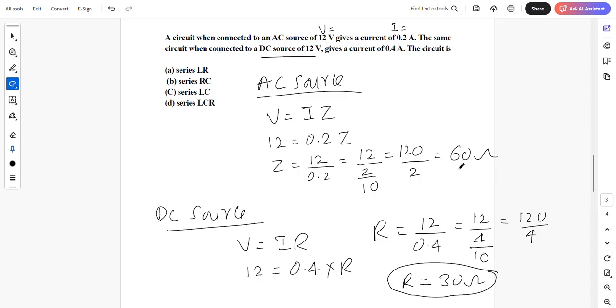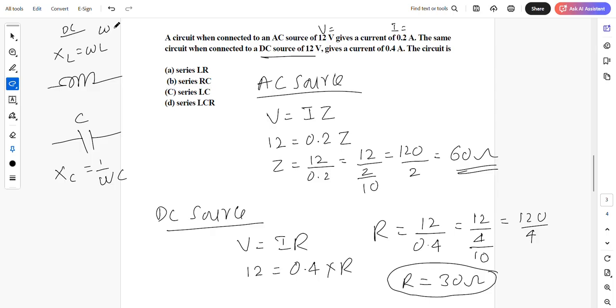Okay, R is equal to 30 ohm, Z is equal to 60 ohm. Now the circuit is, okay, now see, what about inductor? Inductor XL is equal to omega L. In case of capacitor, how much is XC? 1 by omega C. In case of DC supply, how much is omega? It is equal to 0. Therefore, XL will be equal to how much? 0.